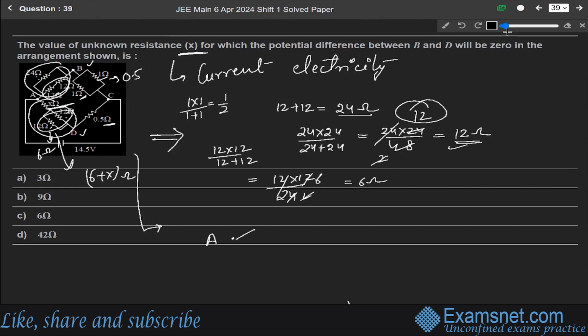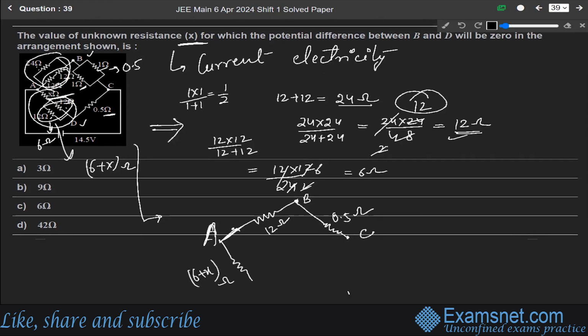So they will be forming like this 12 ohm, then this is point B, and they are forming 0.5 ohm. So it will be 0.5 ohm. And then this is point C. We can say this is point A. Okay, this is point C. And this is 6 plus X ohm. So this will be 6 plus X ohm.